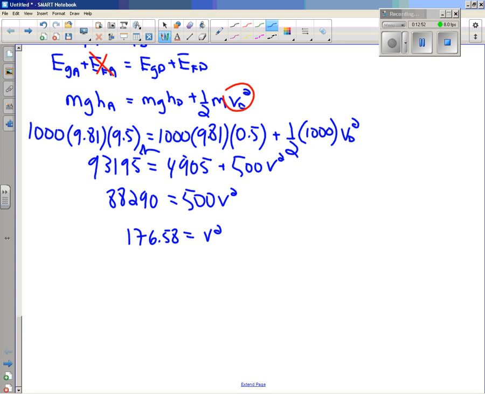So I still have my 176.58 in my calculator. Just hit the square root button, and it gives you a maximum speed of this roller coaster of 13 meters per second. That is one of the more complex calculations you'll have to do on this exam. There should be a question like it on your final exam.